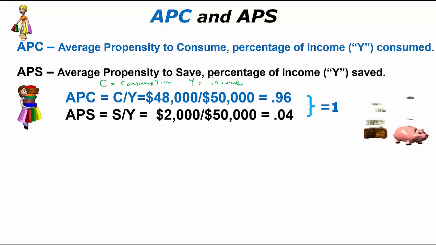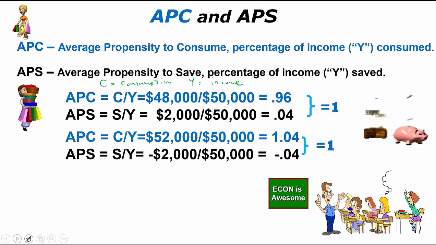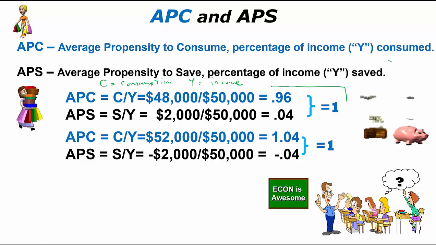It's actually pretty straightforward. I also want to point out that it is possible to spend more money than you earn. In that case, your APC would be bigger than 1, and your APS would have to be negative. Now, I didn't emphasize this, so let me do that real quick. If you know one of those numbers, you automatically know the second one because added together they will always equal 1. Okay? 1 representing 100%.